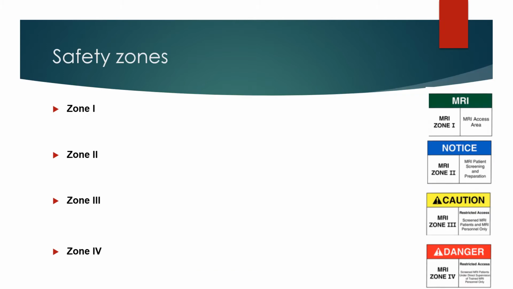In the MRI department, there are 4 safety zones determined by the American College of Radiology, corresponding with the increasing level of magnetic field exposure. Zone 1: all areas freely accessible to the general public without supervision. Magnetic fringe fields in this area are less than 5 Gauss.